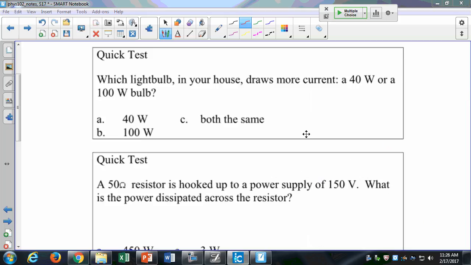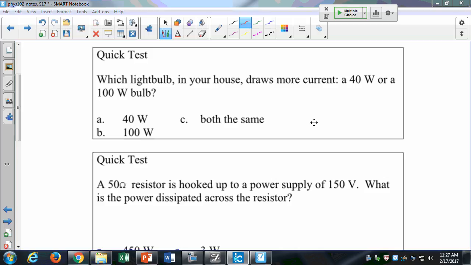B is the right answer. So the 100-watt bulb draws a bigger current. I always like to think about this. The 100-watt bulb is what? The dimmer or the brighter of the two? It's the brighter. 100 watts is a brighter bulb. And so in order to get a brighter bulb, that means I need more electrons traveling through it, transferring that energy. So the 100-watt bulb will have a bigger current.